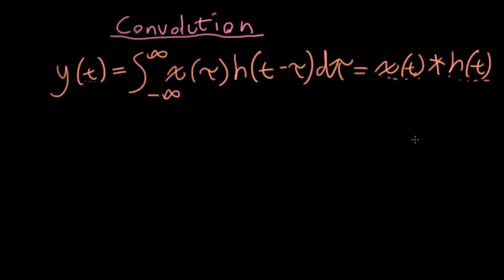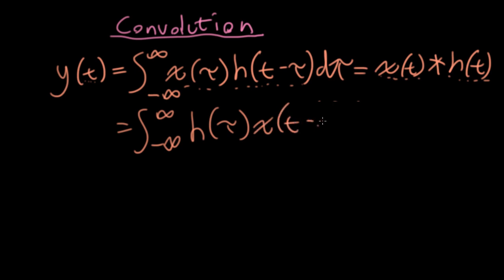We can do a change of variable and rewrite this integration by swapping the role of h and x. So we could write h of tau, x of t minus tau, d tau. And this essentially tells us that convolution is a commutative operation. I can change the order around the asterisks.